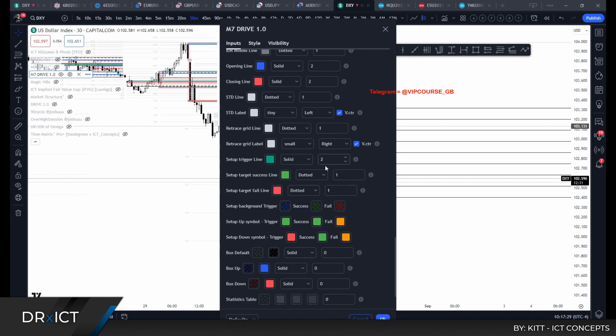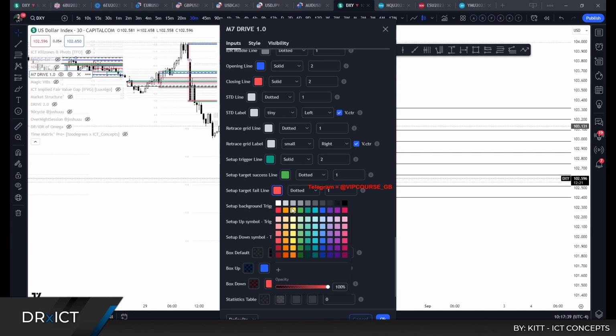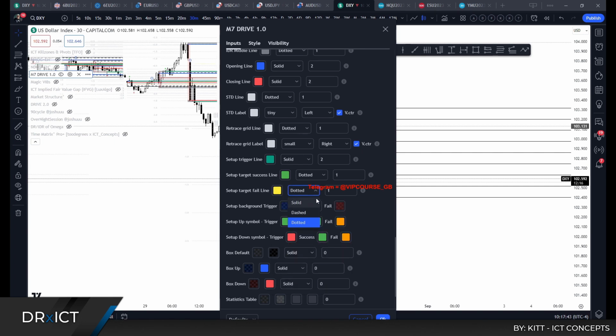And then the fail line, the setup target fail line, or the negative 3.5 retracement within the range, I typically like that to be yellow. I like that to be solid. And I like to just utilize these primary colors, red, blue, green, and yellow, as visual identifiers within the range for specific things that I'm looking for.